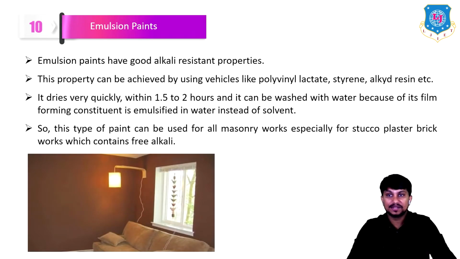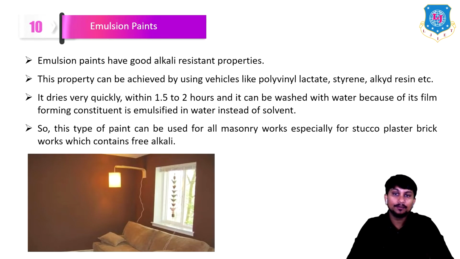Next is emulsion paints. These emulsion paints have good alkali resistant properties. This property can be achieved by using vehicles like polyvinyl acetate, styrene, then alkyd resin, etc. It dries very quickly within 1.5 to 2 hours and it can be washed with water because its film forming constituent is emulsified in water instead of solvent.